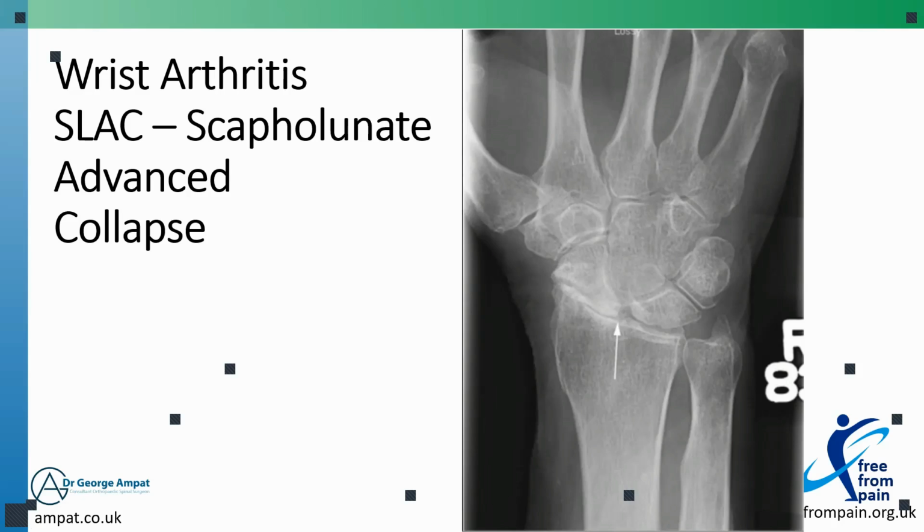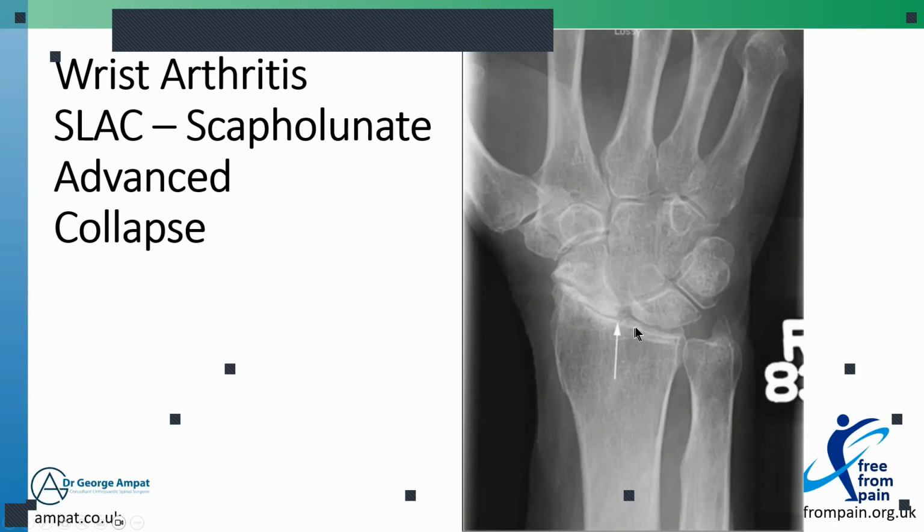So this is a SLAC, scapholunate advanced collapse, whereby there was an injury to the wrist. It was only a sprain. There was no scaphoid fracture, but this ligament was disrupted. When this ligament is disrupted, the capitate starts to grind through that gap, and then arthritis sets in. Because scapholunate is the cause of the problem, it's called scapholunate advanced collapse, and there is this arthritis in the wrist now.